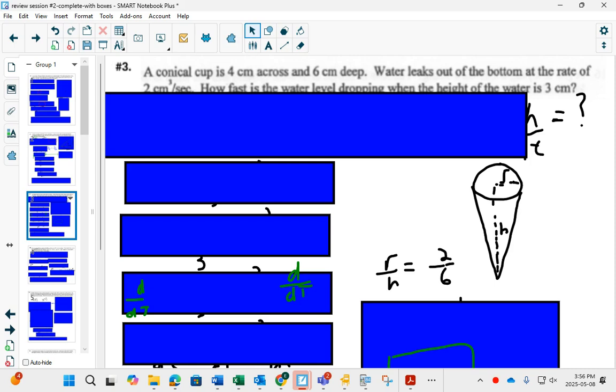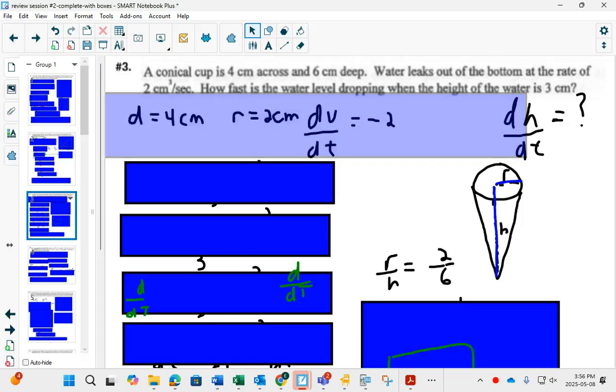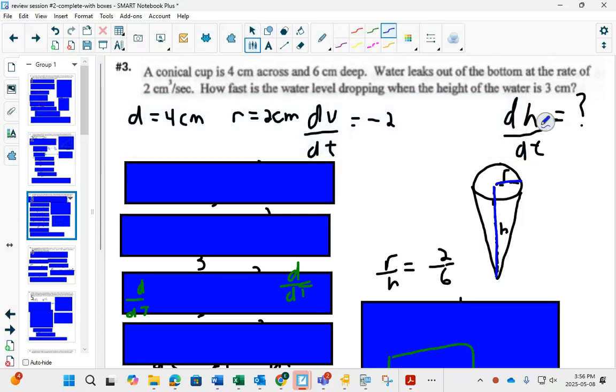So draw a picture. We've got a cone with a height here of h and a radius here of r. What do we know? We know that this is actually 6. Just a little typo here. Oh no, the diameter is 6. So that's fine. The diameter is 6.